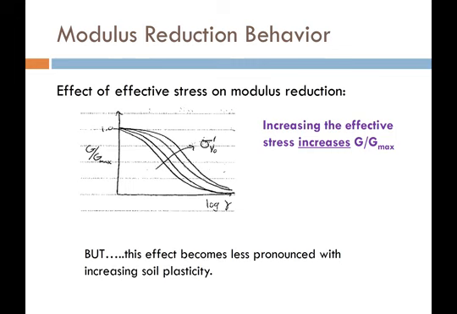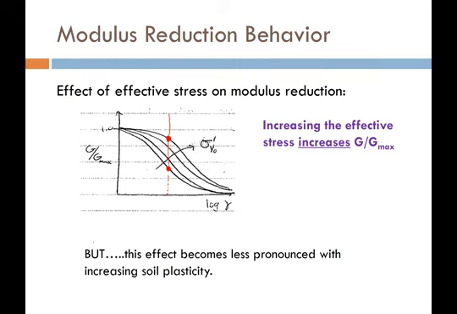Now let's look at the effect of effective stress. We can do the same type of thing for a given shear strain. If I have a low effective stress, I'm going to get a lower G over G max value than if I have a higher confining effective stress. So the higher the confinement, the less stiffness I lose, basically. The less the confinement, the easier it is for the soil to lose its stiffness with a given strain. Therefore, increasing the effective stress is going to increase my G over G max behavior.